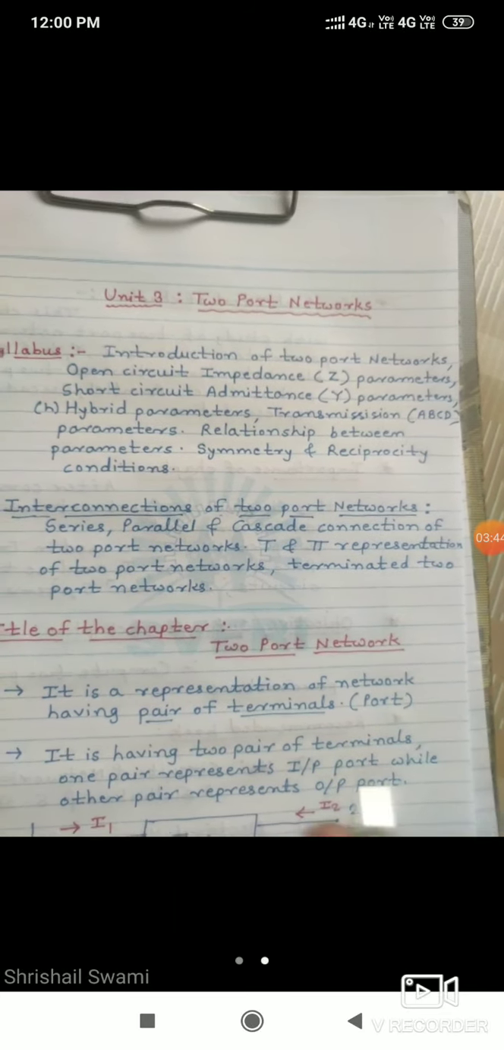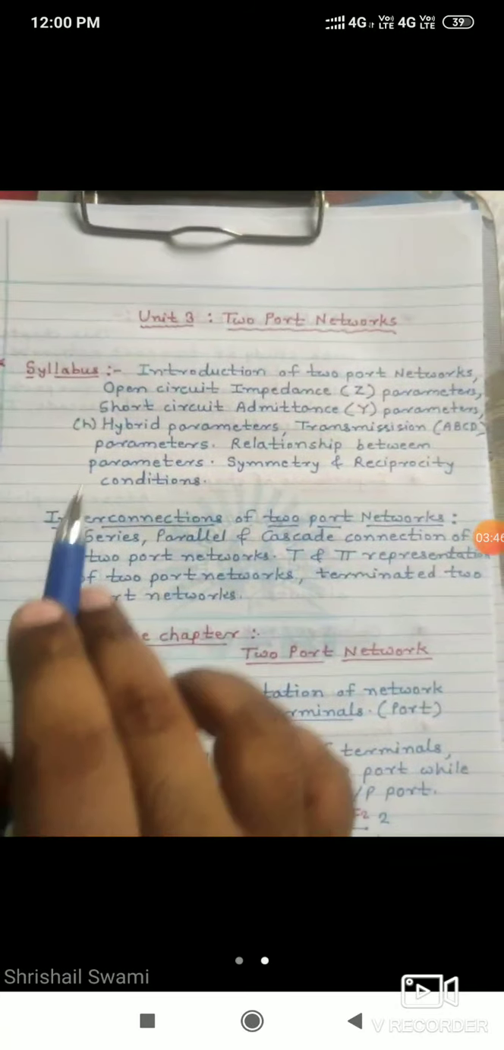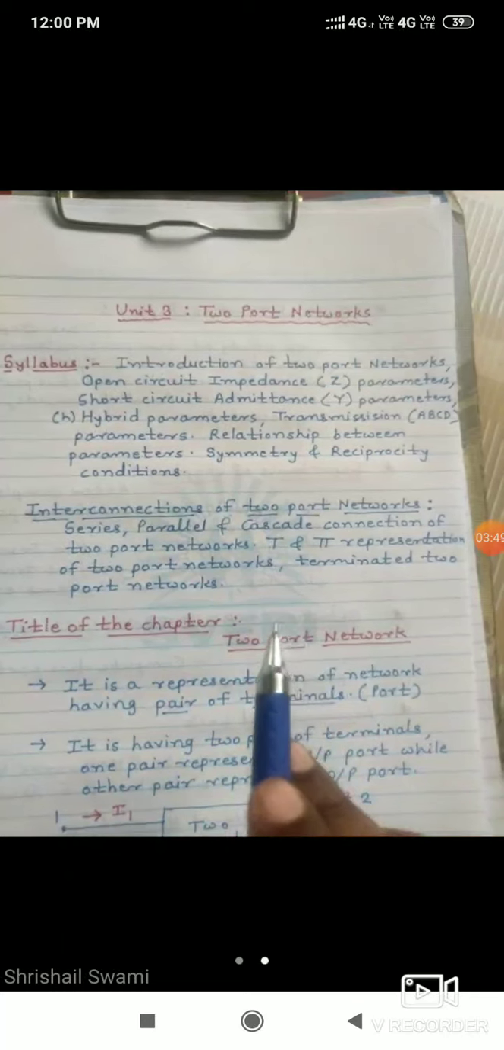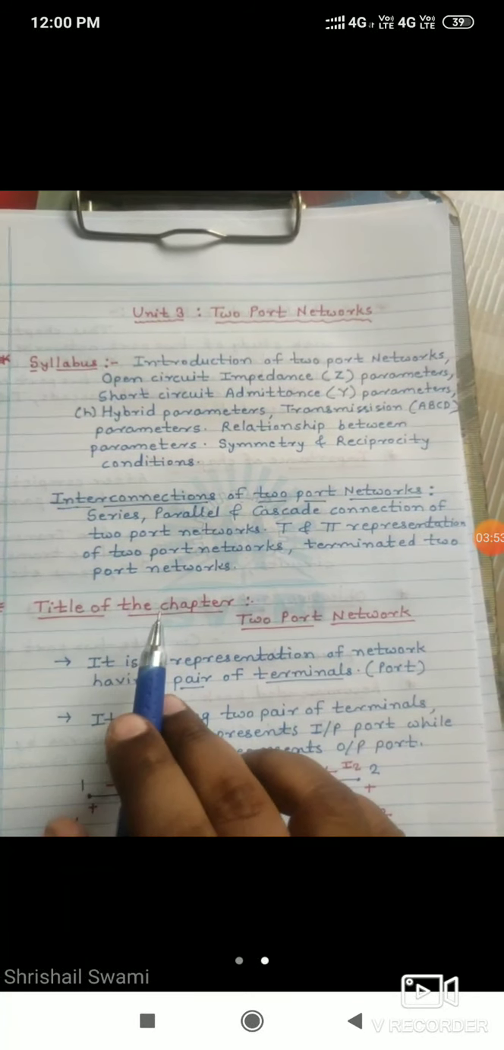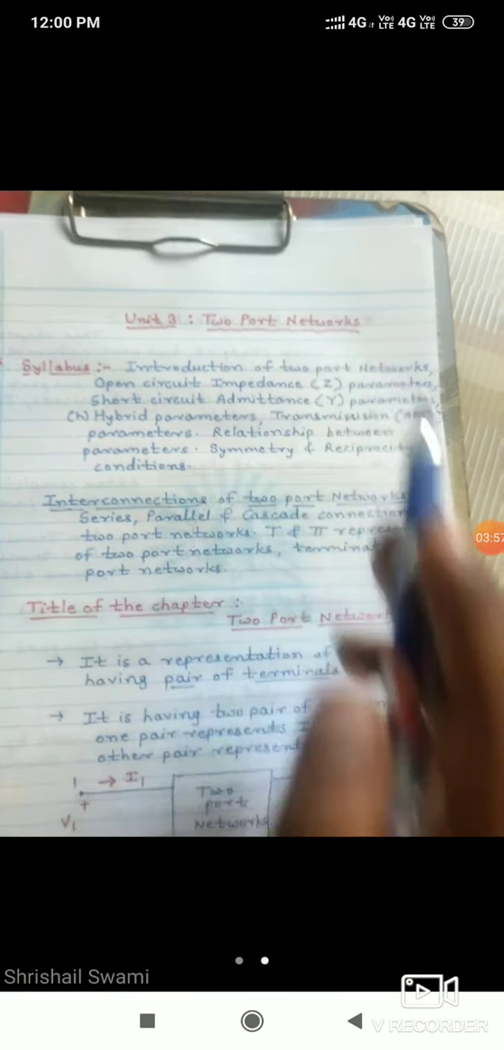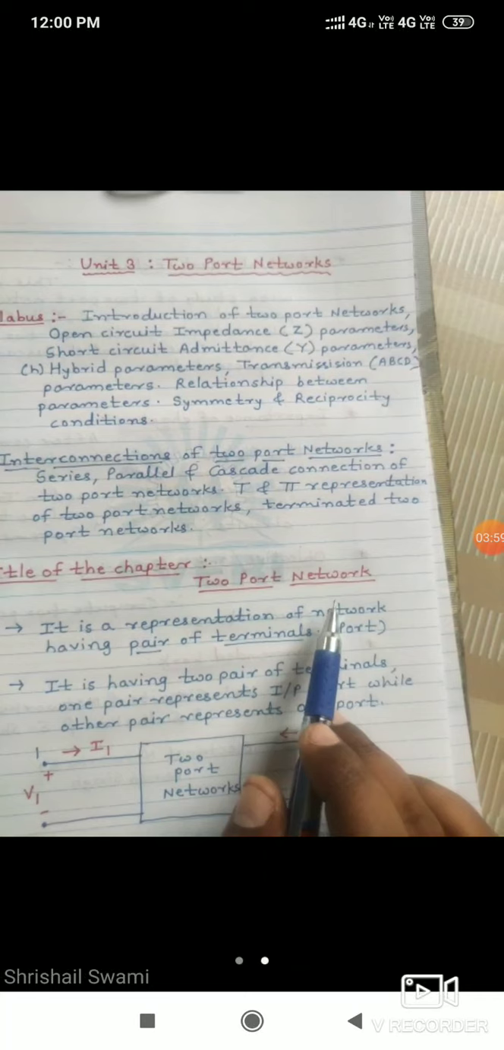Once we are familiar with the syllabus, what we are going to learn in this unit, then we will see the title of the chapter. So what is the title of the chapter? Two-port networks.